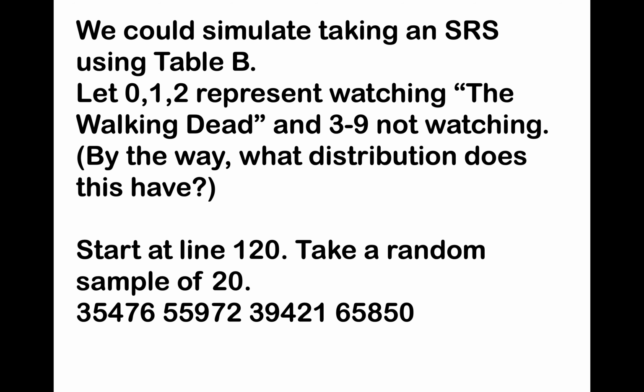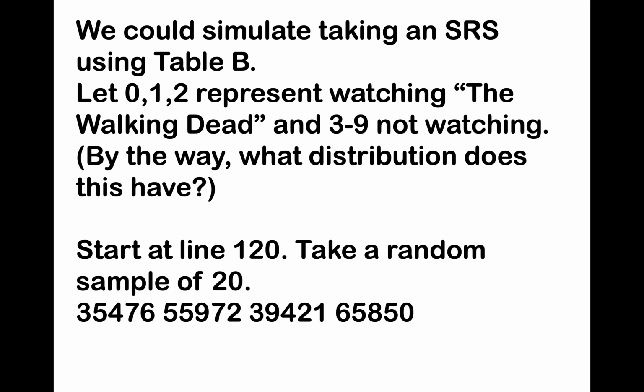So what we could do is do a simulation. We've talked about doing those before. We could take a simple random sample using table B. We could let 0, 1, and 2 represent watching The Walking Dead, so picking 3 out of the 10 digits, and then 3 through 9 not watching. And then I make a comment, by the way, what distribution does this have? They either watch The Walking Dead or they don't watch The Walking Dead. The probability of them watching it is 0.3 each time, assuming that we have independence, so you should hopefully recognize that this actually looks like a binomial distribution.